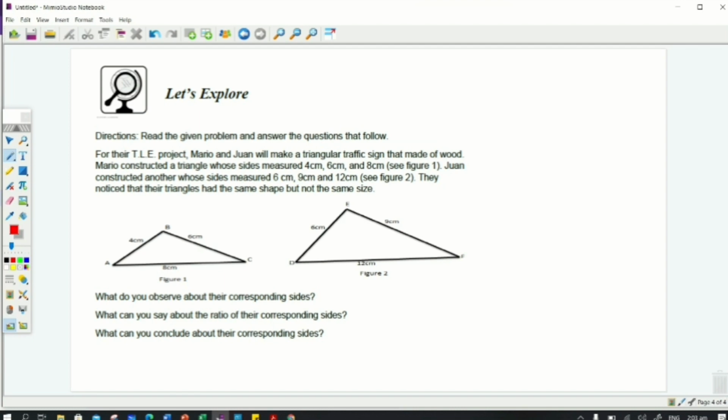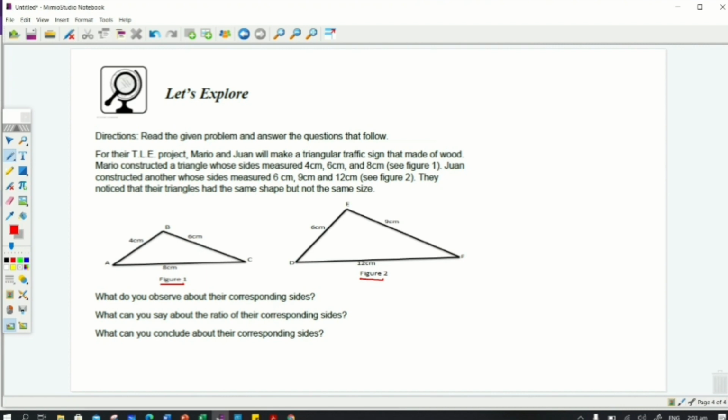For their TLE project, Mario and Juan will make triangular traffic signs made of wood. Mario constructed a triangle whose sides measure 4 cm, 6 cm, and 8 cm. That is figure 1. Juan constructed another one whose sides measure 6 cm, 9 cm, and 12 cm. That is figure 2. They noticed that their triangles had the same shape but not the same size. So here is the question: what do you observe about their corresponding sides?